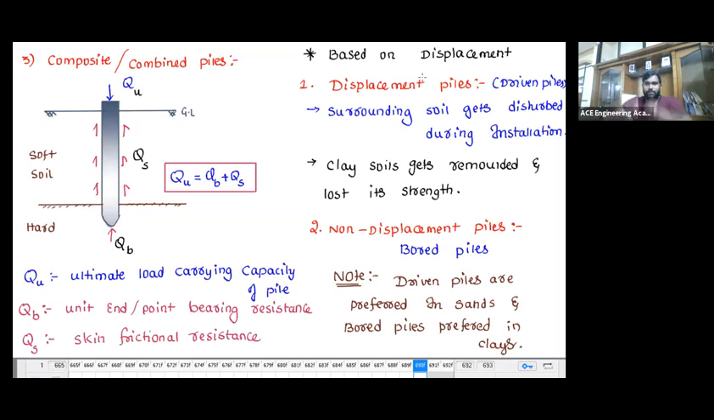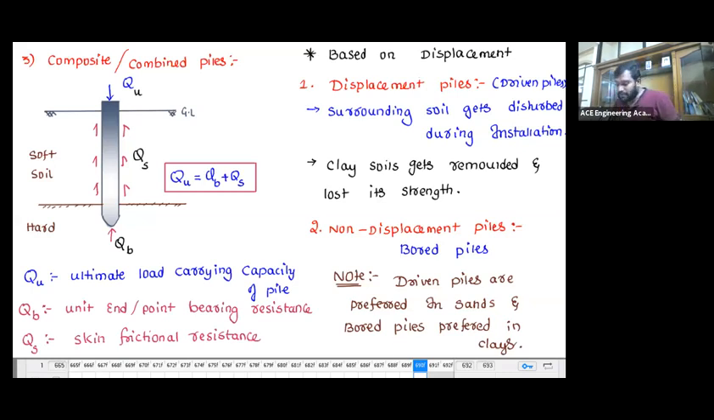While you are going to drive loose sand, remember the point in the shear strength chapter. When loose sand gets sheared, it behaves like a dense sand, which means the soil gets densified. So generally, we prefer driven piles in the case of loose sands, and bored piles in the case of clays.